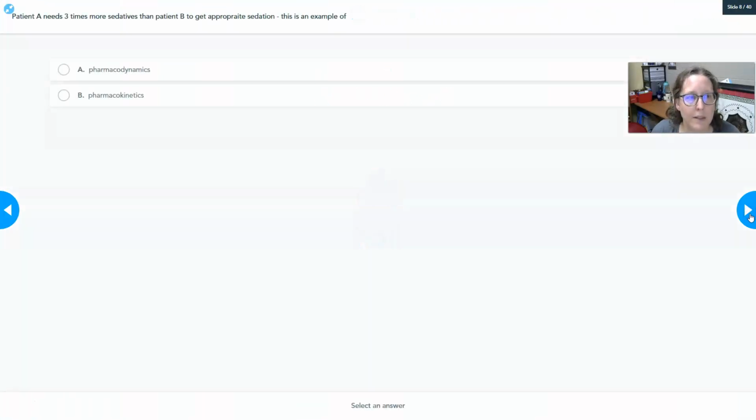And this one: patient A needs 3 times more sedatives than patient B to get appropriate sedation. Is this an example of pharmacodynamics or pharmacokinetics? Again, remember, the effect on the patient, or what the drug does to the body, is dynamics, and kinetics is how the drug moves through the body.